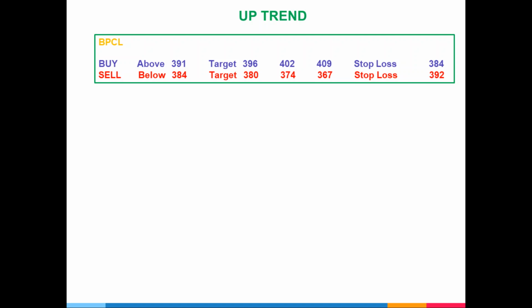So, the trade management for an uptrend. This is the example. BPCL: buy above 391, targets 396, 402 and 409 with a stop loss of 384. Or sell below 384 for targets of 380, 374 and 367 with a stop loss of 392.